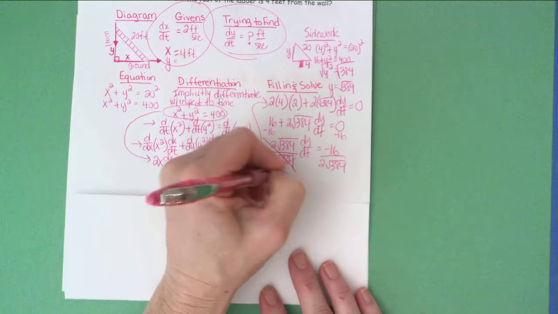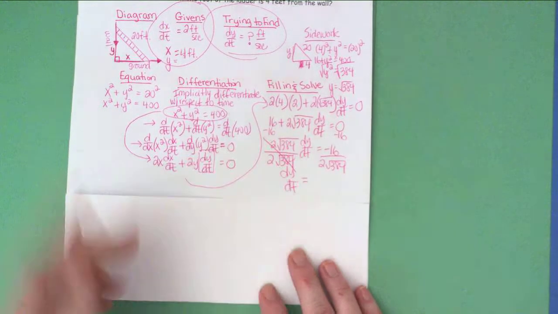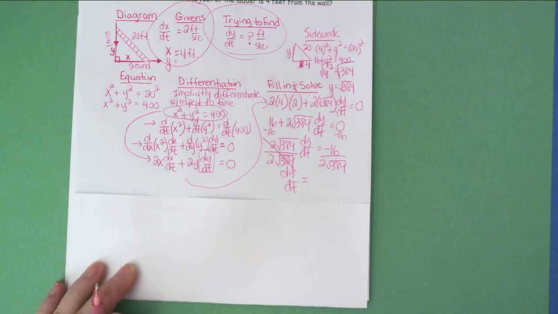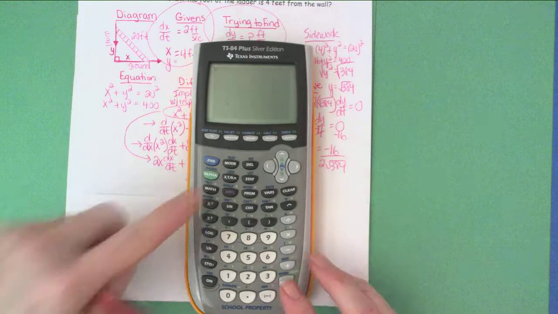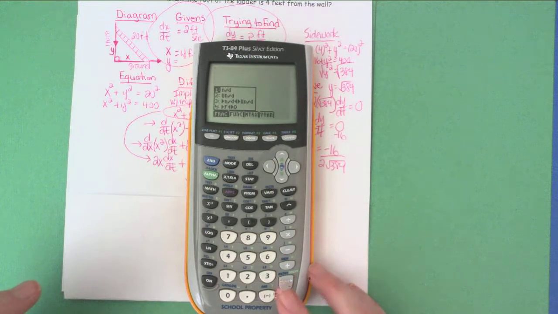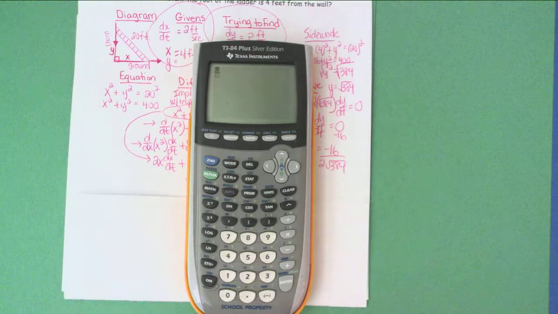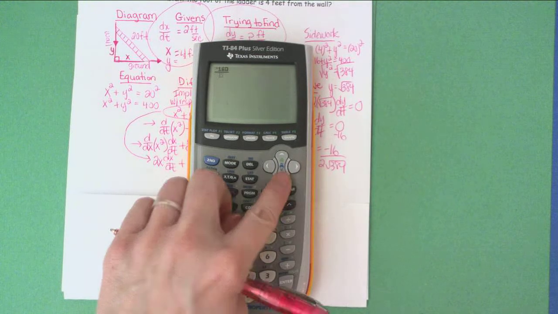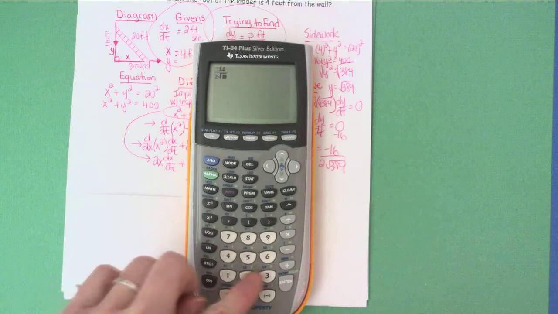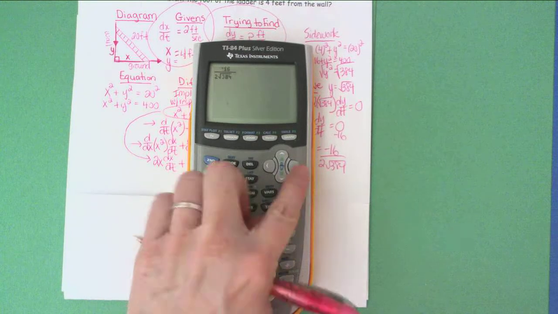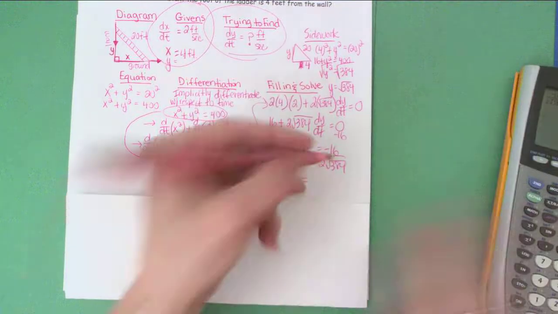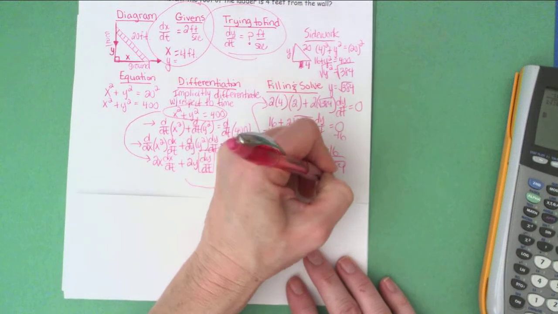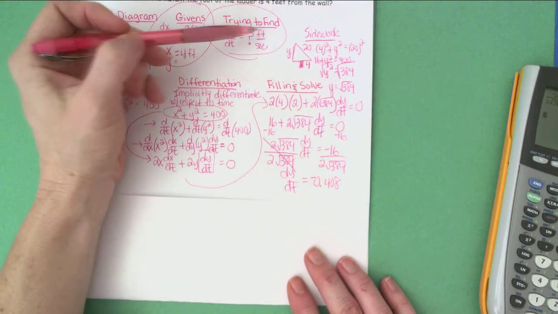Cross those out. So dy/dt equals, and then I will appeal to my TI-84. I like to do alpha y equals, choose number 1. If you don't have that option, you'll just have to divide. Negative 16 on the top, and 2 square root 384 on the bottom, and that gives me negative 0.408, and we are going to round to the thousandths, so negative 0.408, and then I go back to what my units were, feet per second.